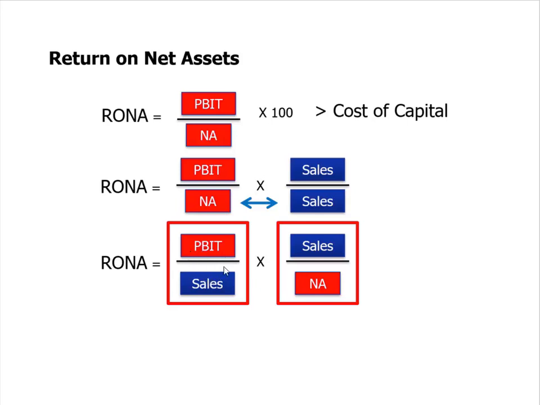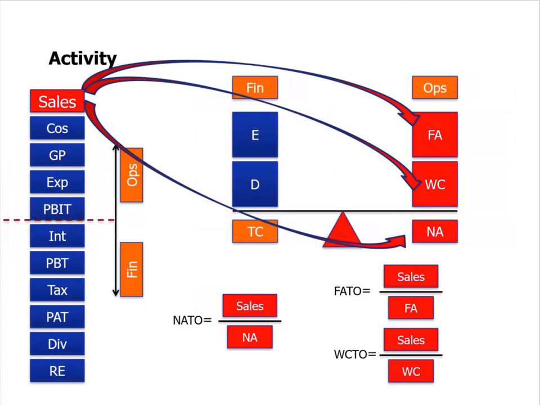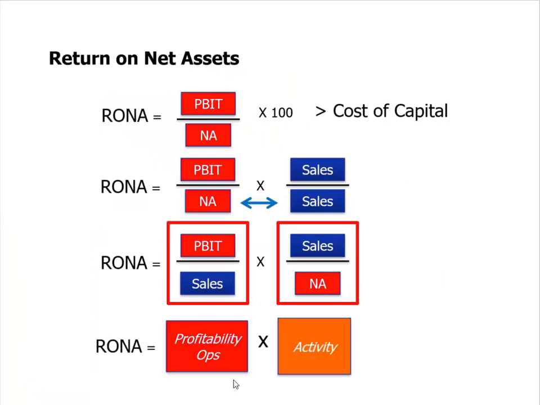So let's look at this first one, profit before interest and tax over sales. If we have a look here, we covered this under profitability, and there you can see this operating profit that comes out of the income statement. And here we covered the sales over the net assets that we actually called the activity ratio. So they're both formulas that we've seen before, and when we put these together, we could say that this is made up of profitability from operations multiplied by activity, which is the sales that we generate from the net assets.